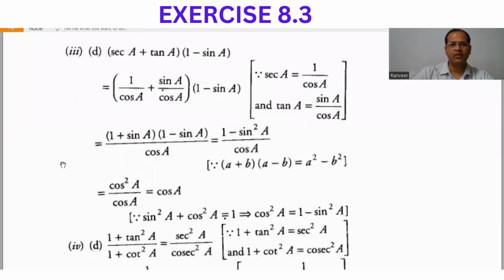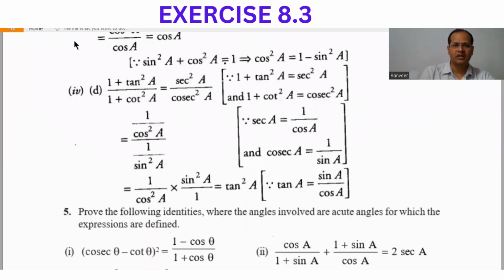Now fourth, (1 plus tan square A) by (1 plus cot square A) is equal to sec square A by, now this is nothing but 1 plus tan square A is sec square A, and 1 plus cot square A is the formula that we have written. So we convert this also into sin and cos: sin square A by cos square A, that is equal to tan square A.